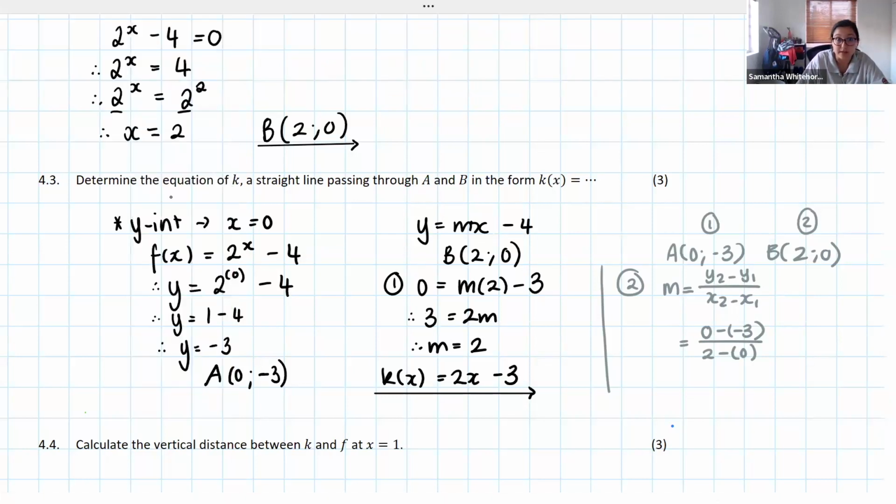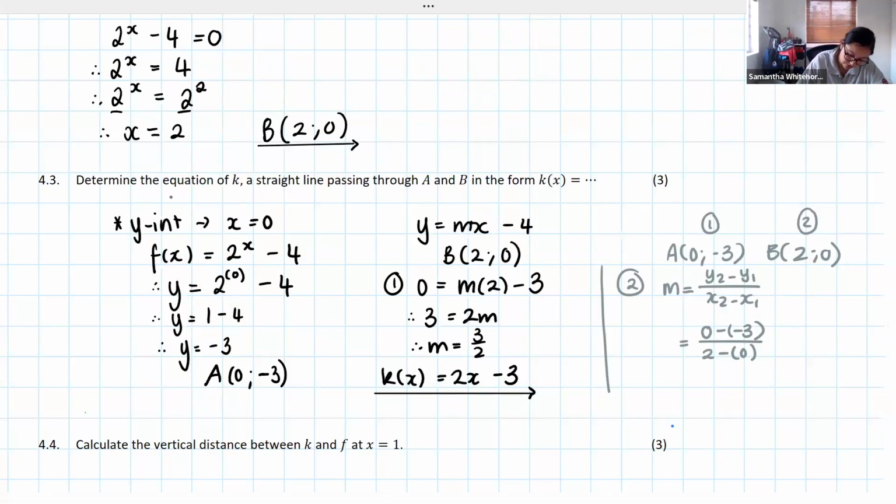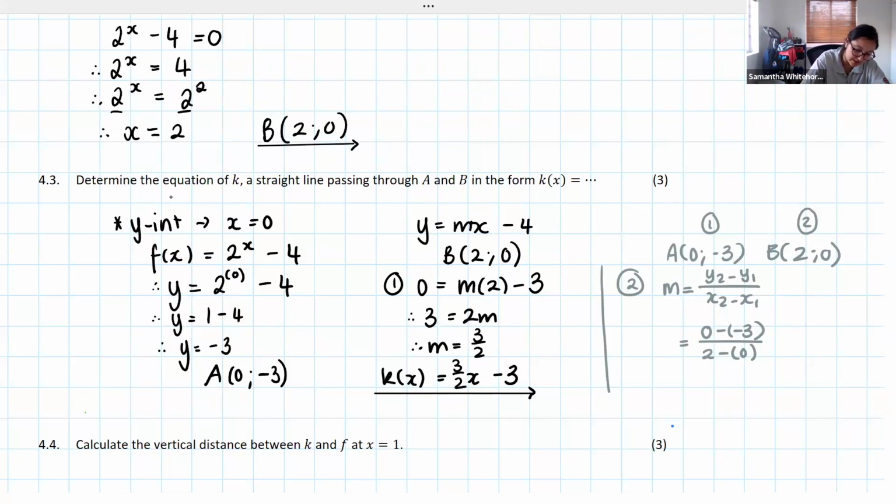Sorry, your y-intercept is -3. Thank you, Sientanda. And so m is equal to 3 over 2. Right, there we go. If we go back to our gradient formula, we've got minus 3, so positive 3 over 2. So k of x is equal to 3 over 2 x minus 3, not minus 4. Sorry, I don't know where I got minus 4 from. As you can see, it's the same equation.